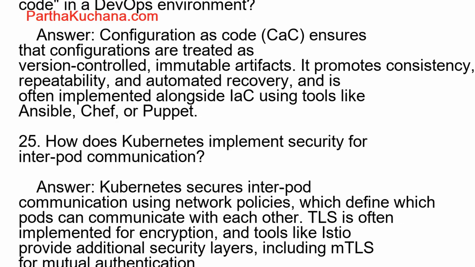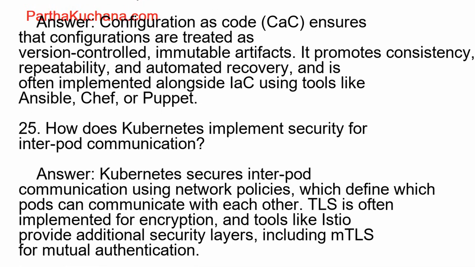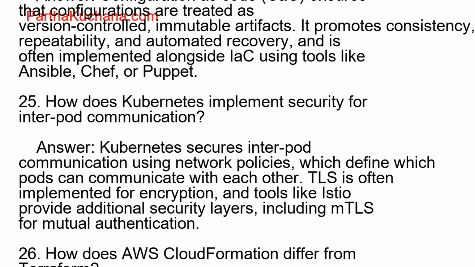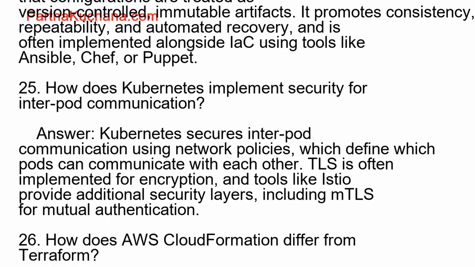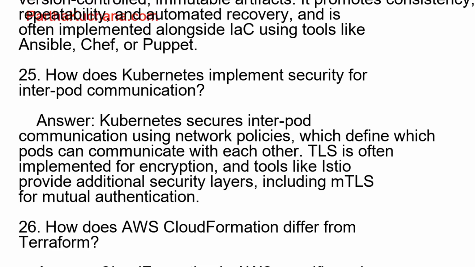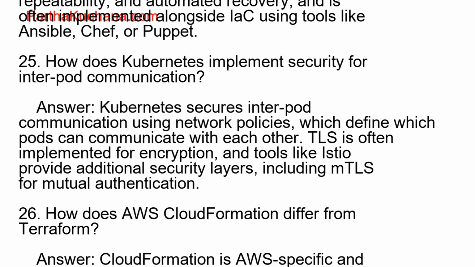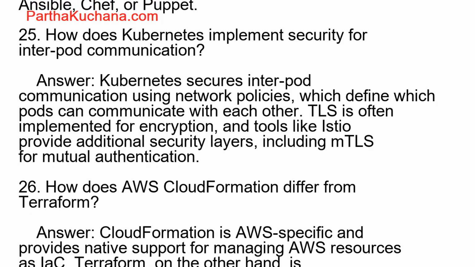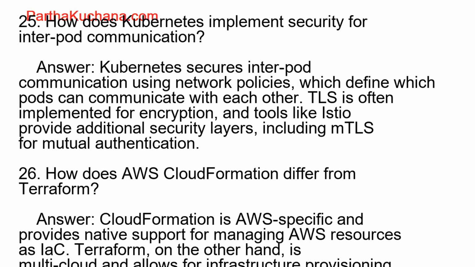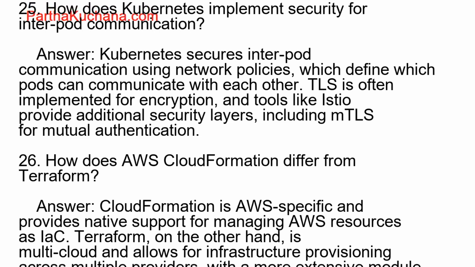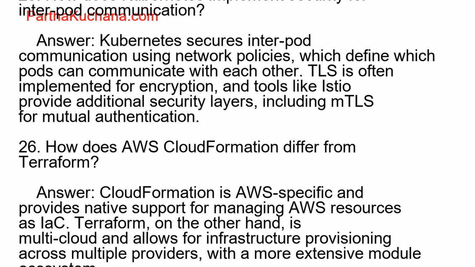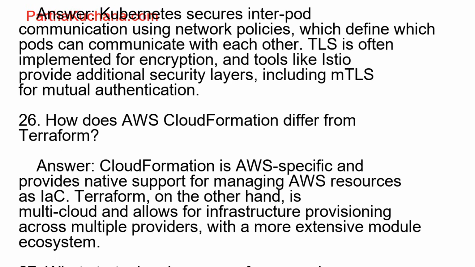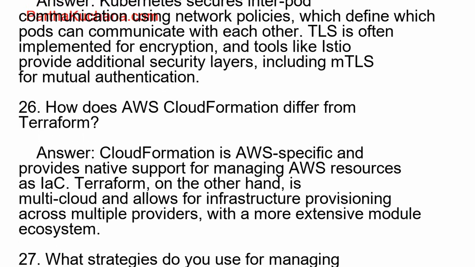26. How does AWS CloudFormation differ from Terraform? Answer. CloudFormation is AWS-specific and provides native support for managing AWS resources as IaC. Terraform, on the other hand, is multi-cloud and allows for infrastructure provisioning across multiple providers with a more extensive module ecosystem.